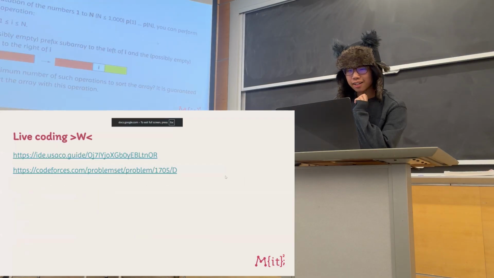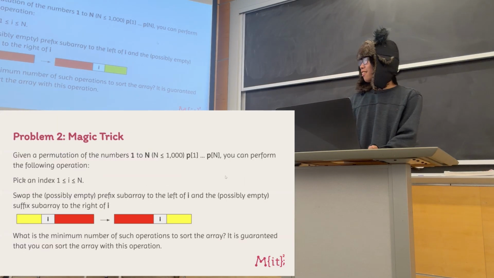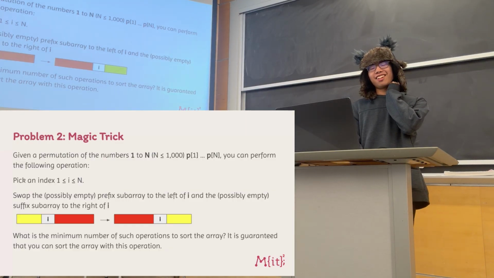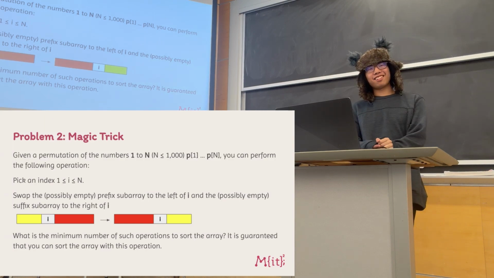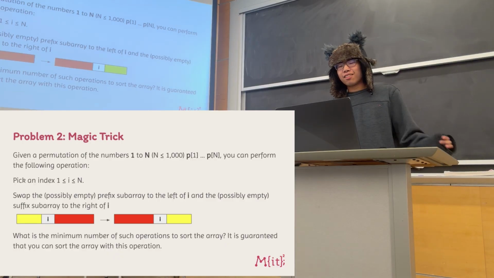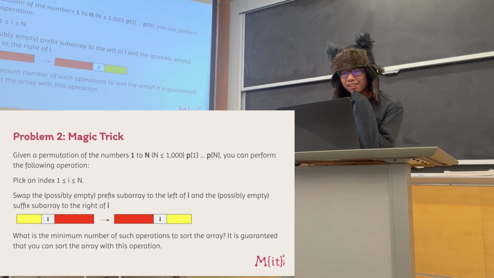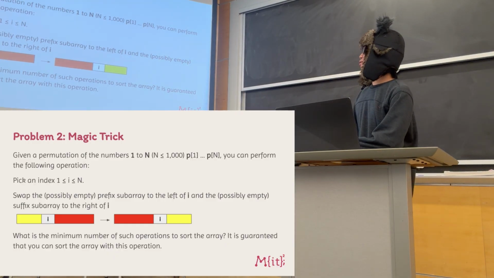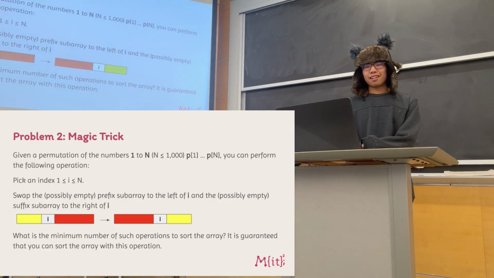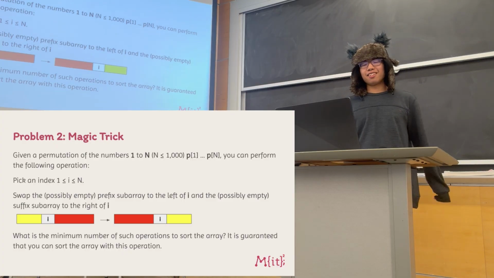Okay, so next problem's a bit harder. I think there's a Codeforces problem similar to this, which is rated 3000. For context, the max rating is like 3500, but I find the solution of this problem to be really interesting. So the problem is that you're given a permutation of the numbers 1 through n, and then you could perform the following operation some amount of times.